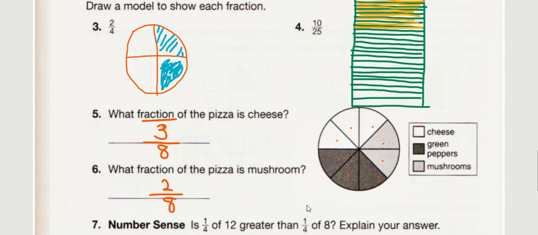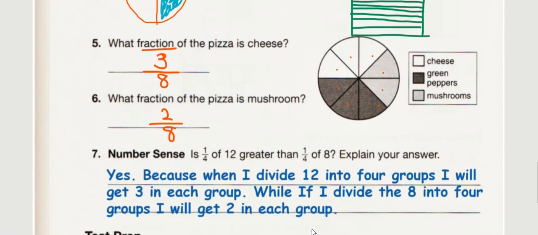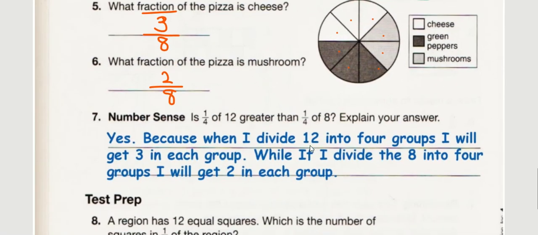So when I have a greater amount at first, for sure its fraction will be greater than the same fraction of the amount that is less. So the quarter of 12 is for sure greater than the quarter of 8, because when I divide 12 into 4 groups, I will get 3 in each group, while if I divide the 8 into 4 groups, I will get 2 in each group.